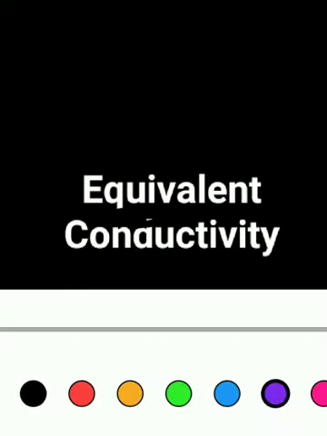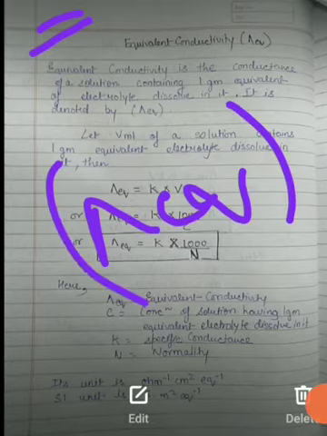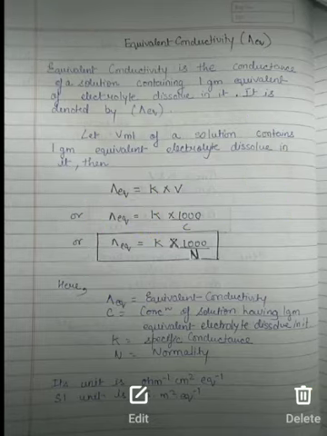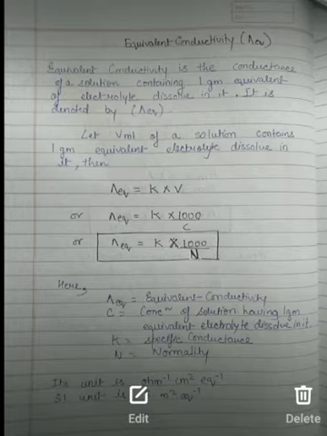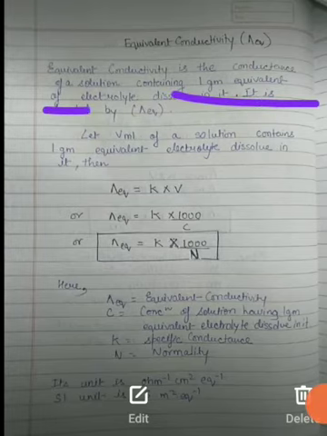Dear students, now talking about equivalent conductivity. As we have discussed molar conductivity, now we will discuss equivalent conductivity. So let us start. Simply remember, equivalent conductivity is given by this symbol, and defining it, it is simply the conductance of a solution that contains 1 gram equivalent of electrolyte. You have to just remember here, that is 1 gram equivalent of electrolyte dissolved in it.